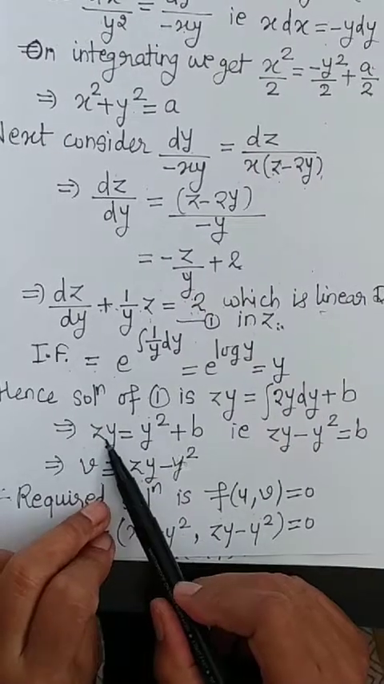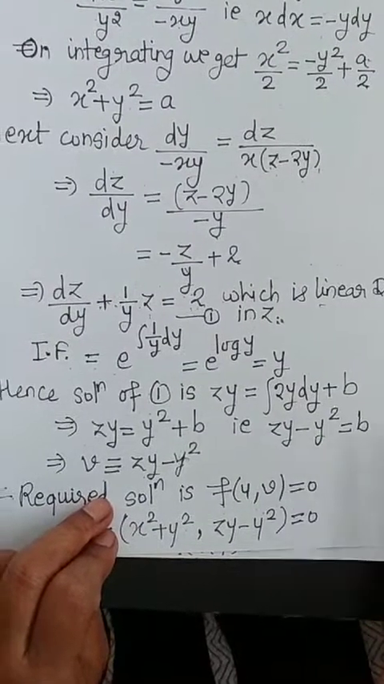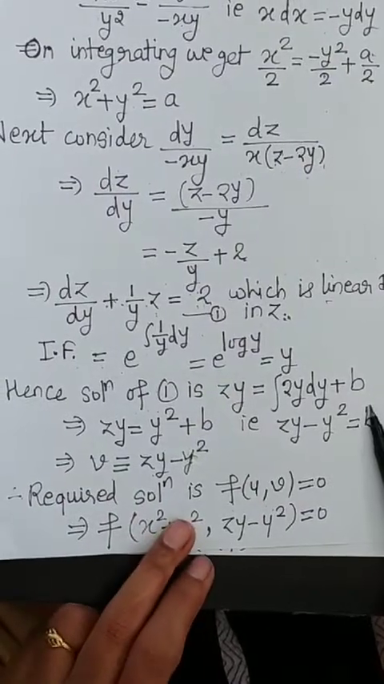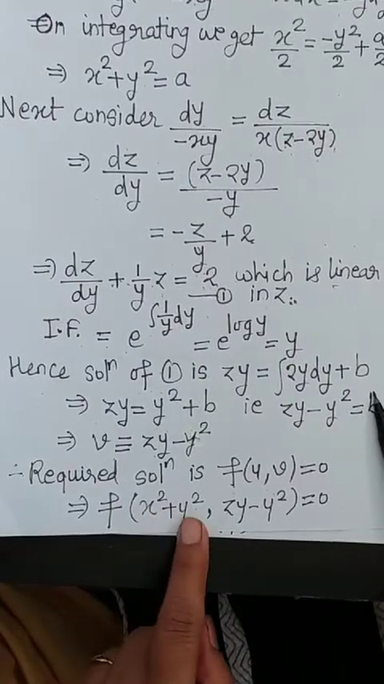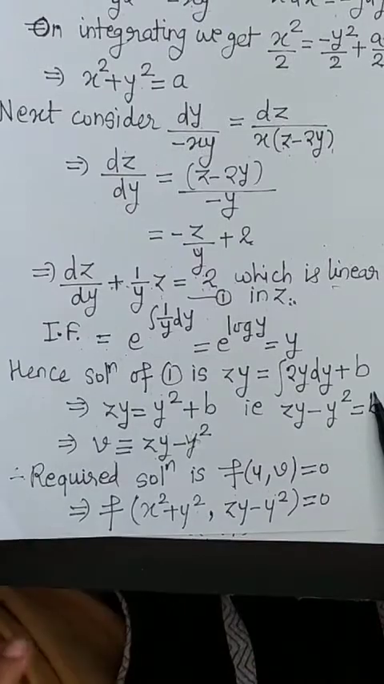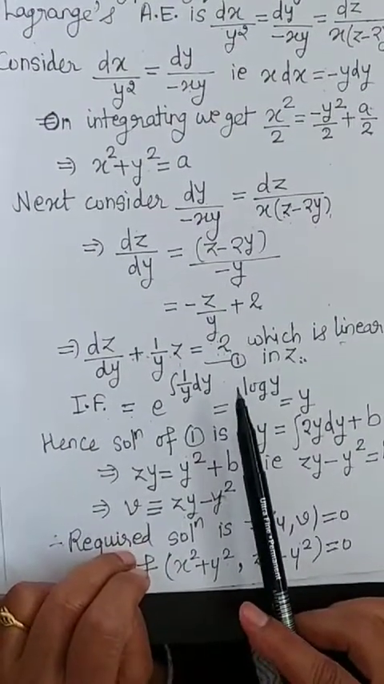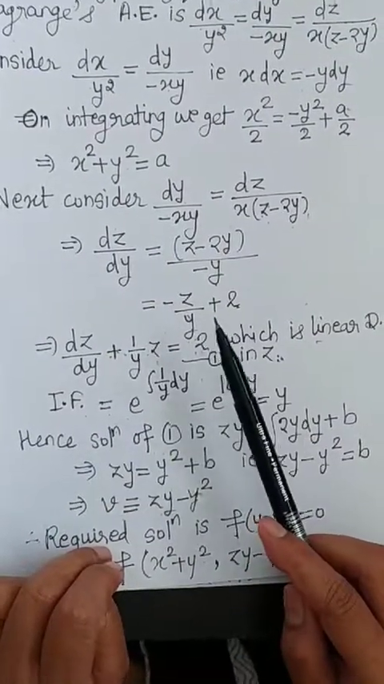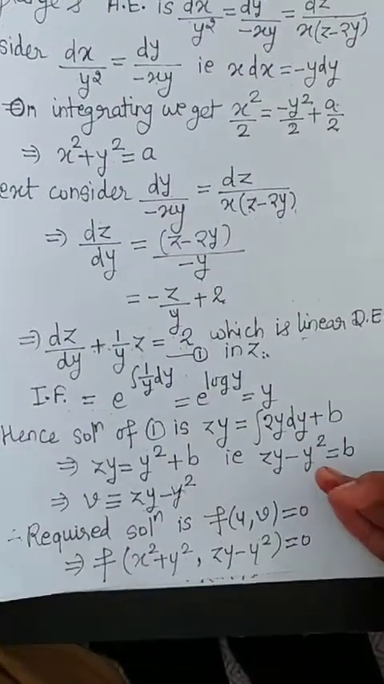Shift this variable term on the left hand side, so we have zy minus y square equal to b. Again leave this constant, so the remaining part is v. Like this we get the required solution: f of u equal to 0 with u as x square plus y square and v as zy minus y square equal to 0. Now here in the second pair, this is one way of solving this differential equation. You might find another way also, that is also valid.